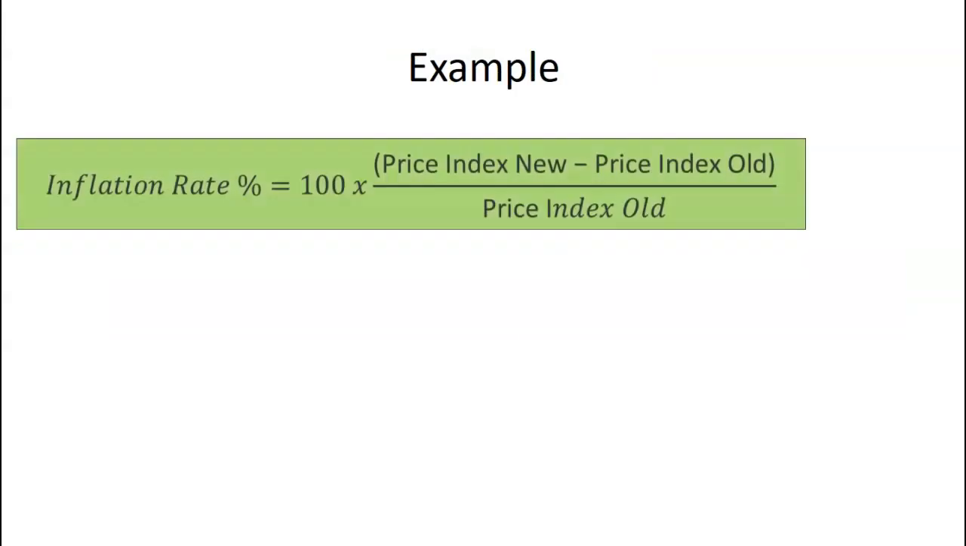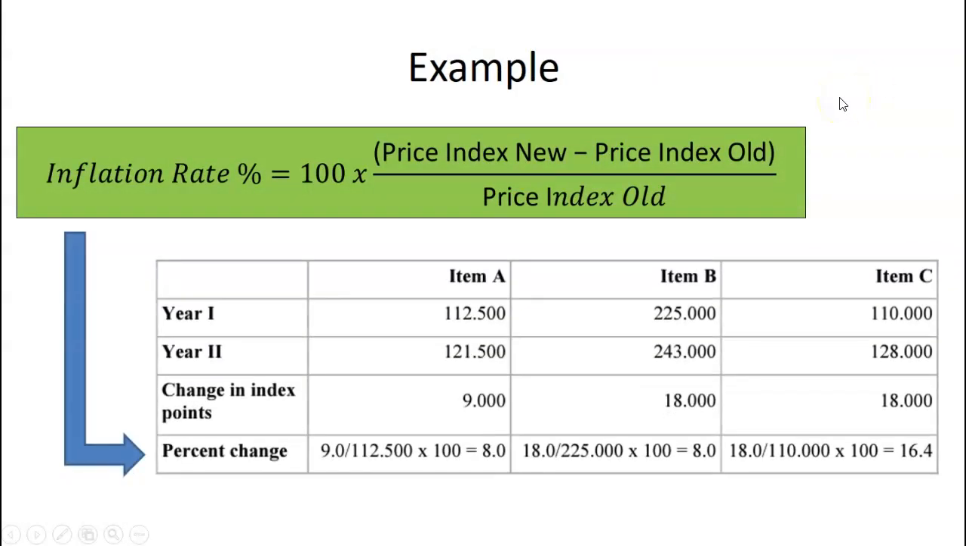So here's our equation. So here's an example I just found online. So we have year 1 and year 2, whatever else it is. So I have my price new minus price old. So 121 minus 112. That's where I got this 9 point change. So I have my price index new minus old is going to be the 9, divided by the price index old, 112.5, times 100, because that gets this into a percent. So I get 8%. Or for B, 243 minus 225, that's my 18, divided by the price index old, 225, times 100, so 8%. So that's how you get to the inflation.